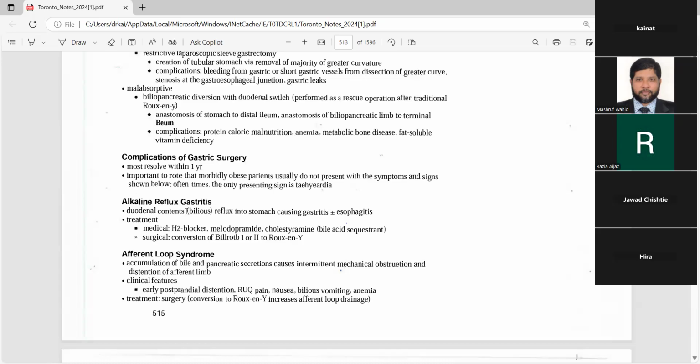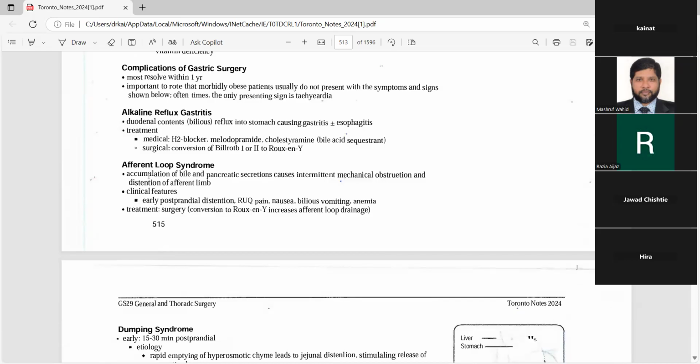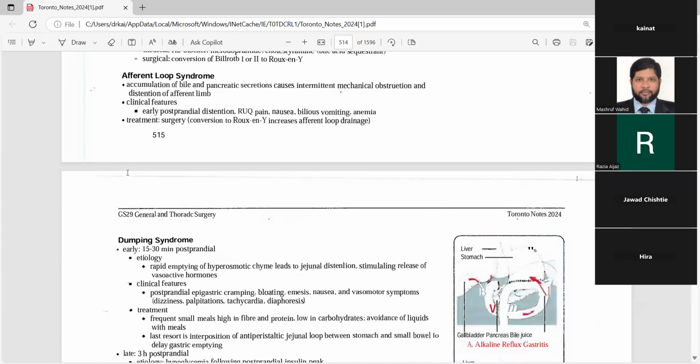This is very, very important. Alkaline reflux gastritis presents basically as gastritis after the surgery, and for the treatment, how you're going to approach, it starts with H2 blockers. Afferent loop syndrome is accumulation of bile and pancreatic secretions. The clinical features are postprandial distension, right upper quadrant pain, nausea, bilious vomiting, then treatment is surgery. They would like you to do the diagnosis. They will give you a scenario and then you have to make the diagnosis. If you don't know the diagnosis, then it would be hard for you.